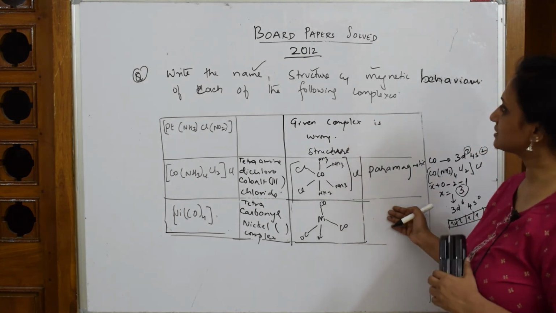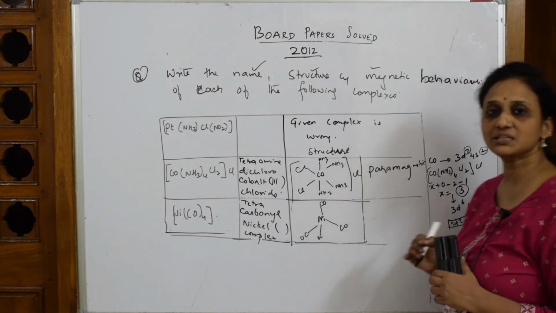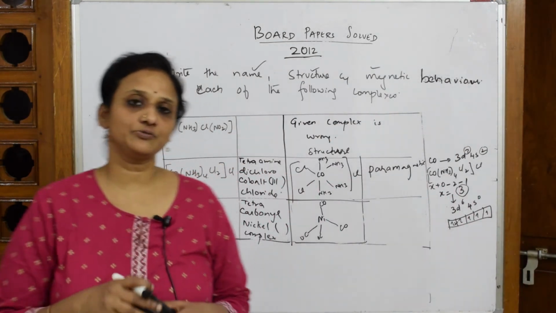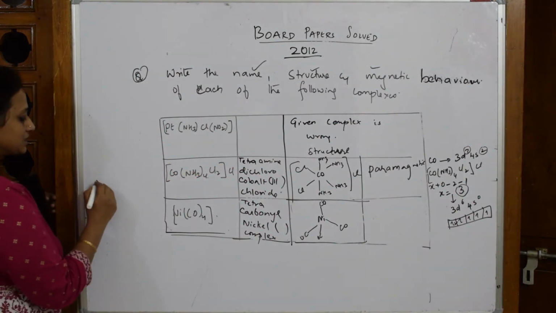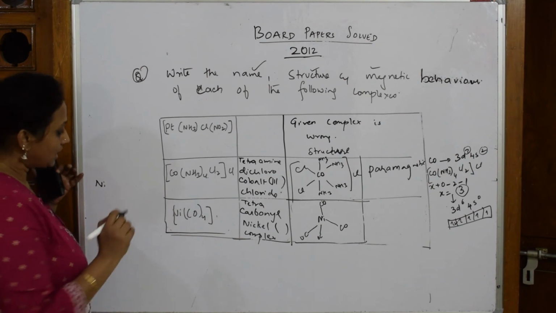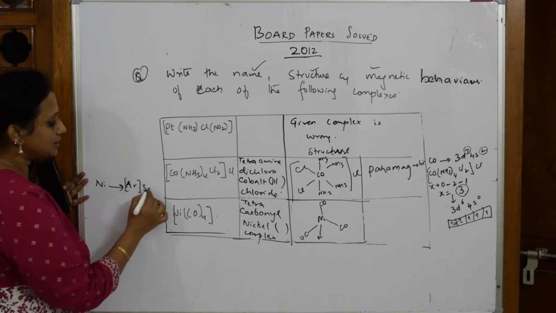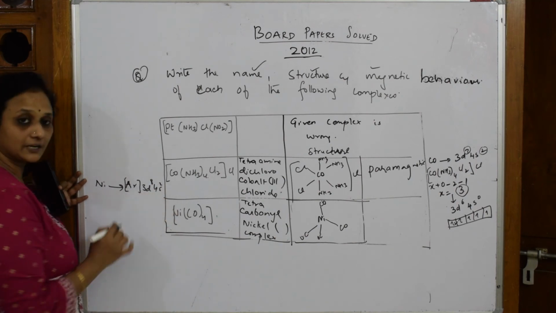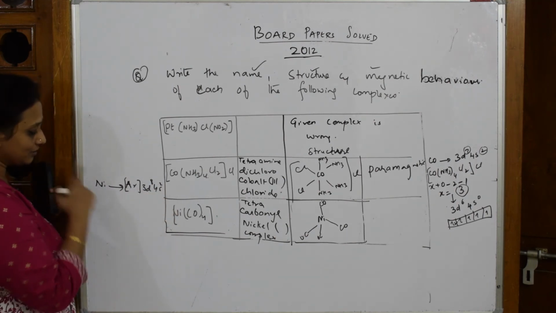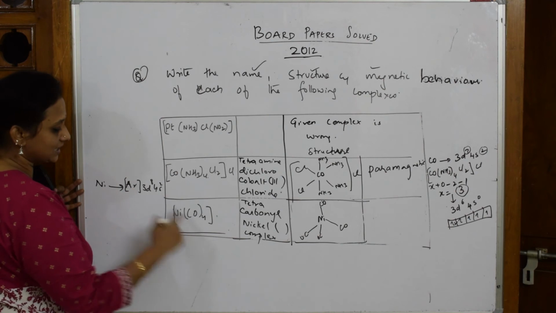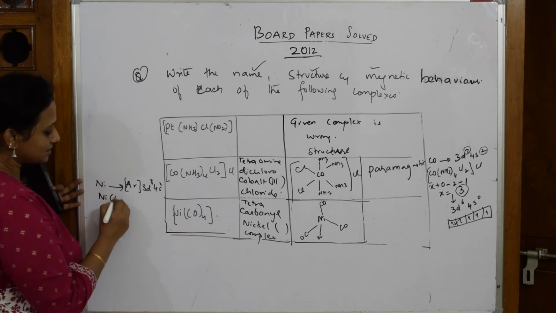So now I have to write the magnetic behavior. How do I write the magnetic behavior? For that, you first come back and take the atomic number of nickel, which is given to you. After the atomic number, you're going to write the configuration, that is argon 3d8 4s2. Done. Now start filling. Here this nickel is with which ligand in this complex?